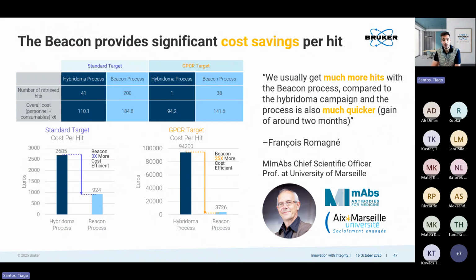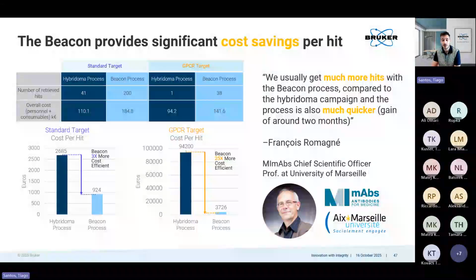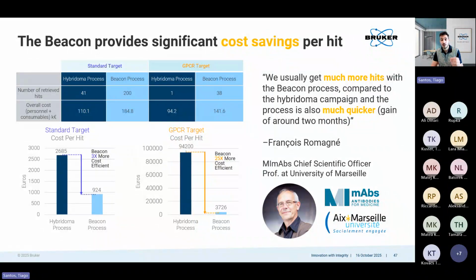Also, s.r.o. in France, in this case, working on antibody discovery as well, they saw a significant reduction of cost when it comes to comparing hybridoma and Beacon because it's almost hands off on the Beacon. So while hybridoma took a lot of hours from technicians, on Beacon, it's a lot more straightforward, a lot easier to get that data, reducing a lot the cost.